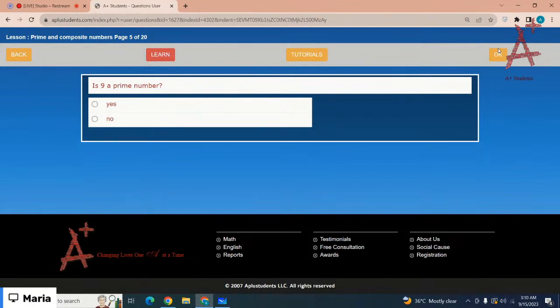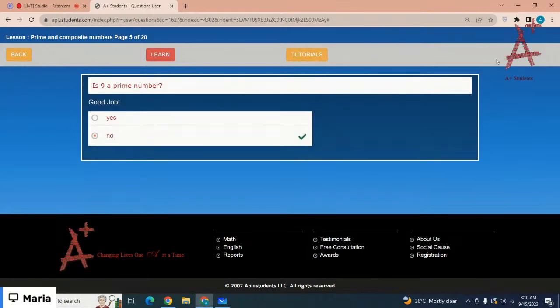Is 9 a prime number? Yes or no? No, 9 is not a prime number, right? Because 3 times 3 makes 9. 9 has more than two factors, so 9 is not a prime number.